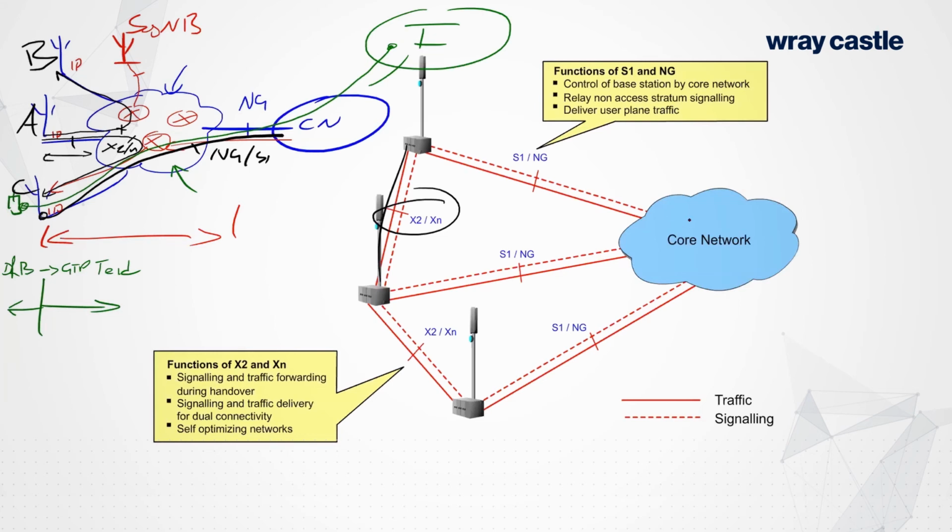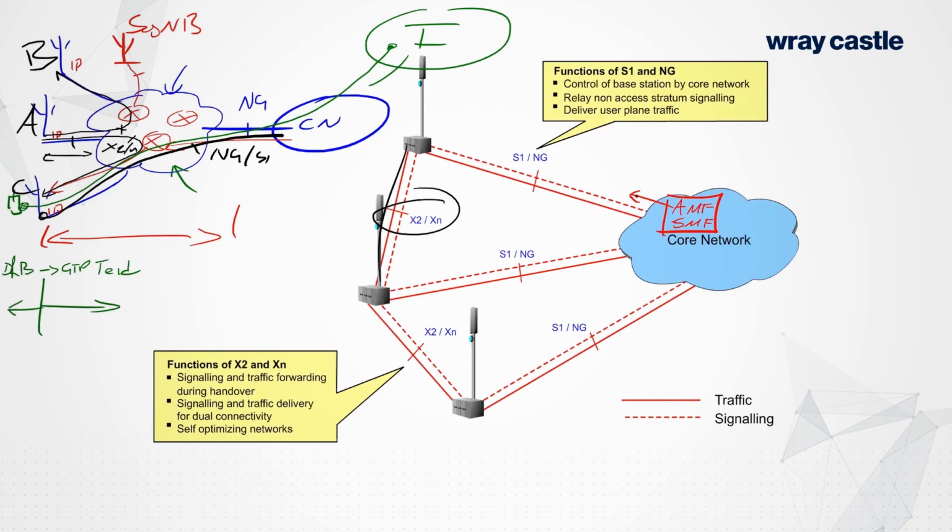There are functions in the core network here, namely the AMF, the Access and Mobility Management function, and maybe more so, the Session Management function, that need to exert control over the base station. Tell the base station what to do. Tell the base station how to manage certain quality of service flows with respect to a particular user. So the S1 NG interface allows the core network to exert control over the base station.